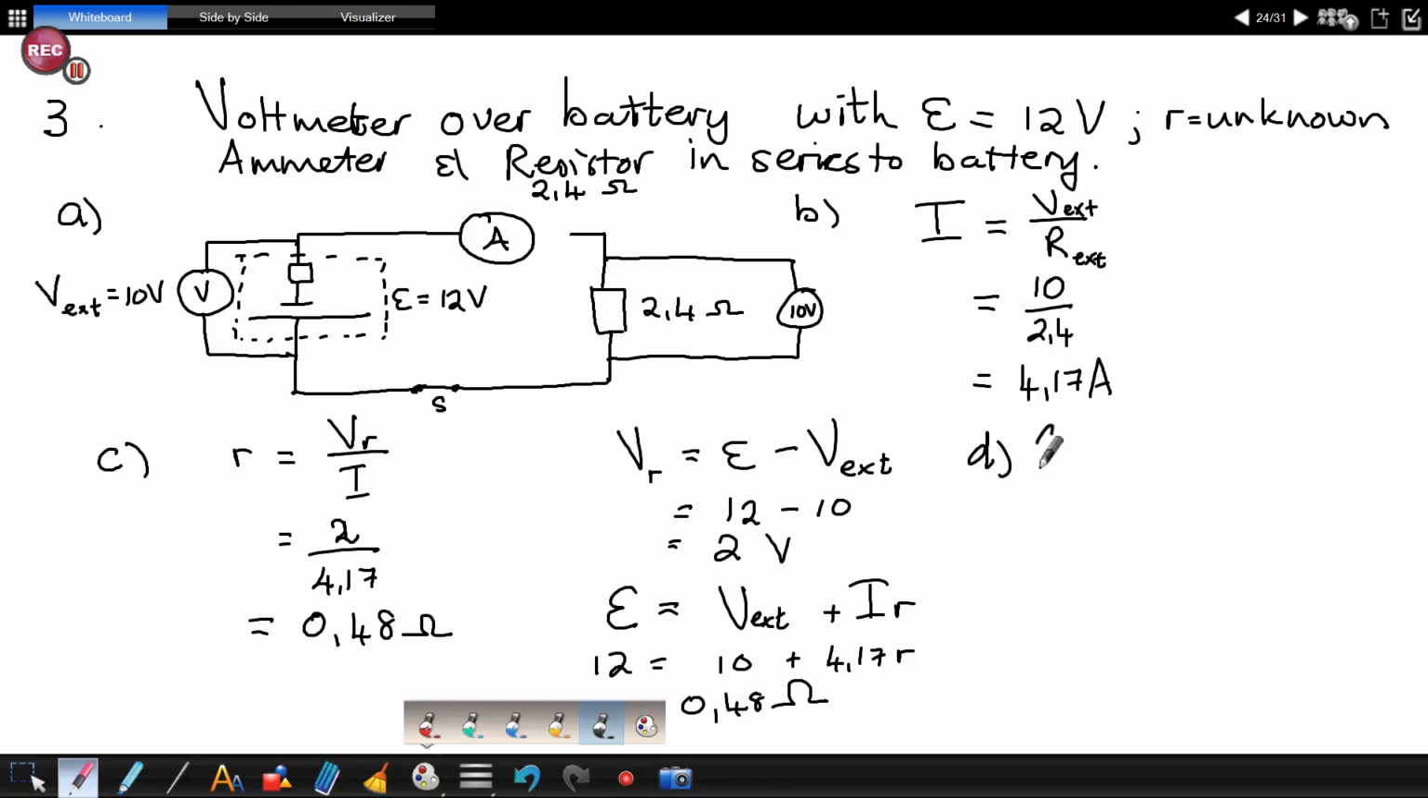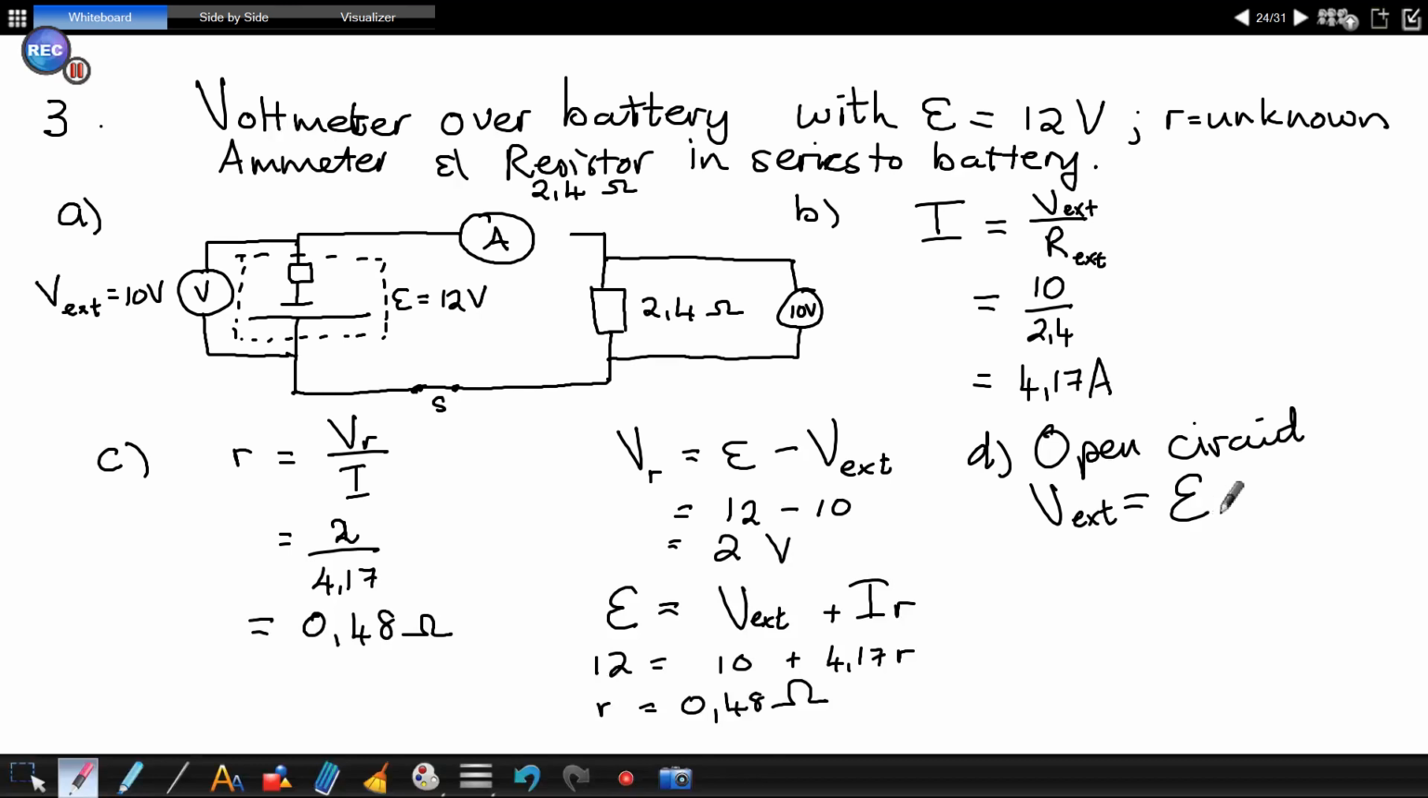Yes, you'll have an open circuit. If you have an open circuit, the V external will become what? The voltmeter is going to read the EMF of the cell. Yes, it will be equal to the EMF because your lost volts, the VR, will be 0. So your voltmeter will read the EMF when the circuit is open.